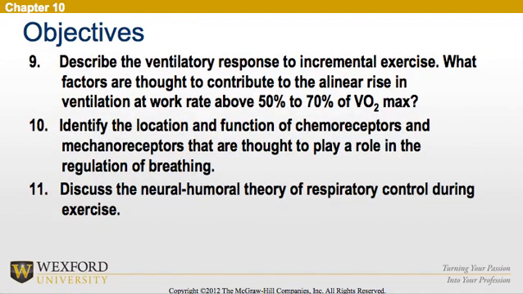9. To describe the ventilatory response to incremental exercise, and to look at what factors are thought to be contributing to the linear rise in ventilation at work above 50% to 70% of VO2 max. 10. To identify the location and function of chemoreceptors and mechanoreceptors that are thought to play a role in the regulation of breathing. And 11. To discuss the Humoral theory of respiratory control during exercise.